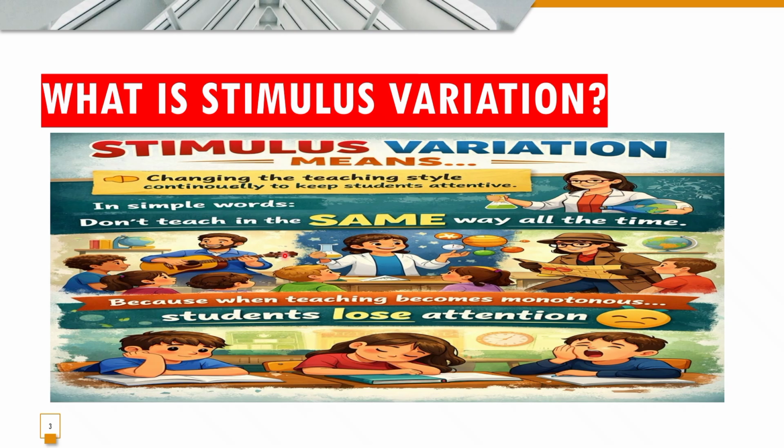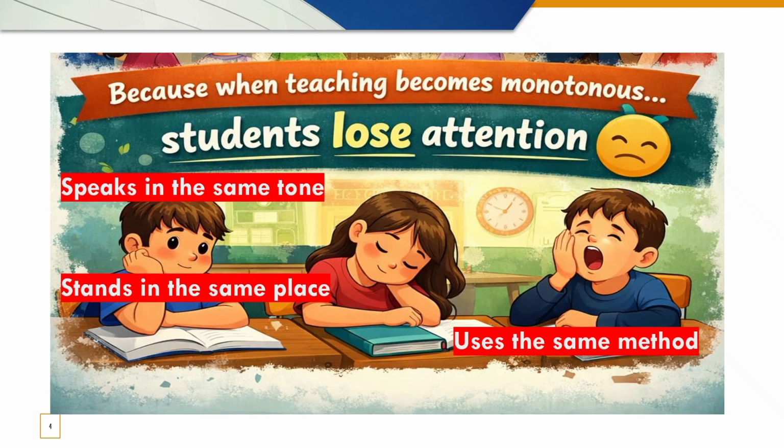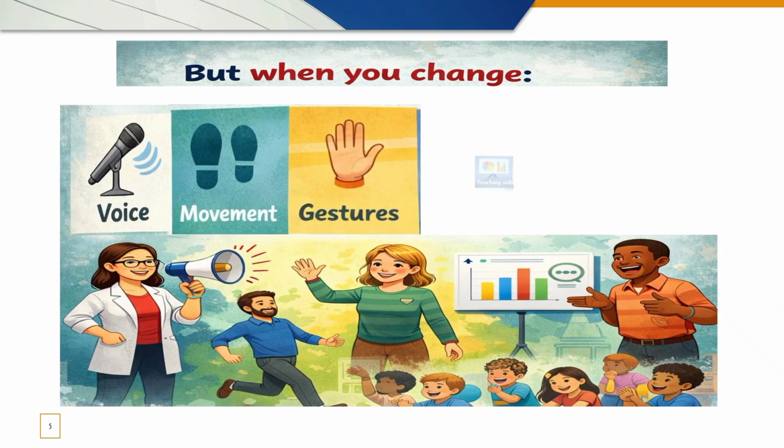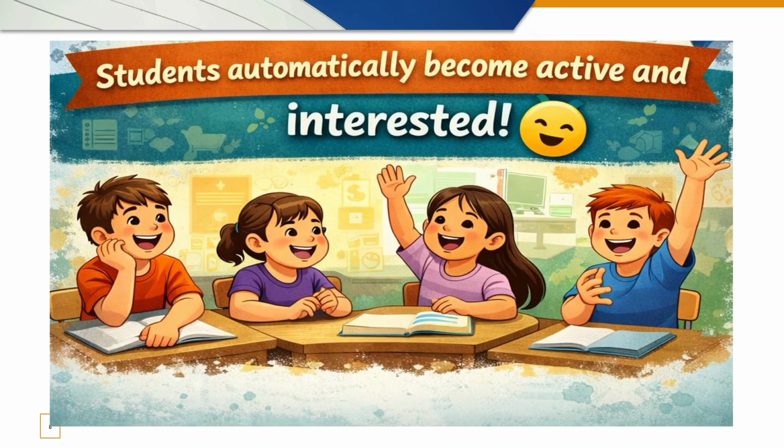If the stimulus stays the same for a long time, the brain gets bored and stops paying attention. Human attention naturally drops after a few minutes of monotony. Students start losing interest if a teacher speaks in the same tone, stands in the same place, uses the same method. Students' minds start wandering. But when you change voice, movement, gestures, teaching aids, interaction, students automatically become active and interested. Attention increases, understanding improves, and participation becomes active.